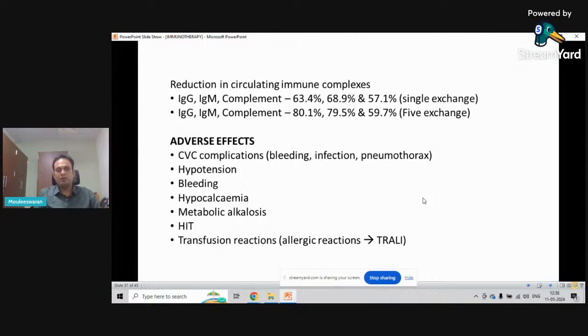So the common problems which we encounter when we do a plasma exchange are CVC related complications like bleeding, infection, and pneumothorax, hemodynamic instability during the plasma exchange, bleeding, hypocalcemia, metabolic alkalosis, heparin-induced thrombocytopenia, as well as transfusion reactions.